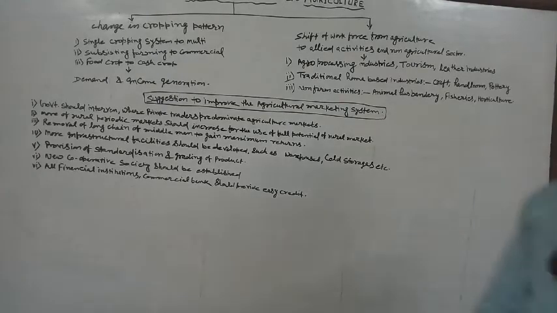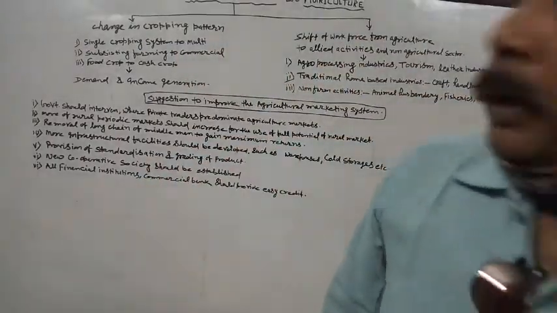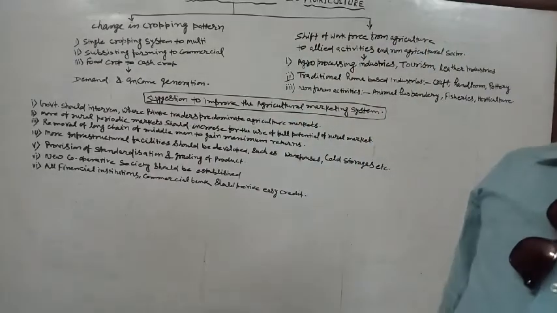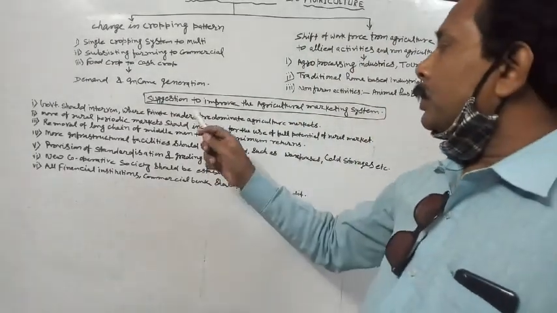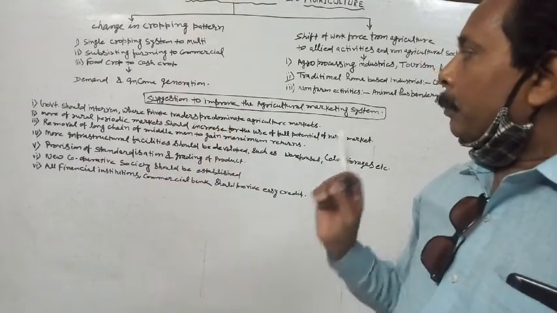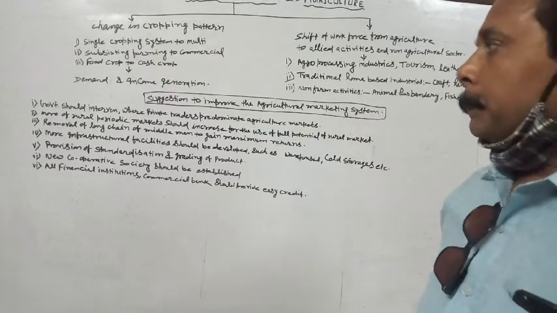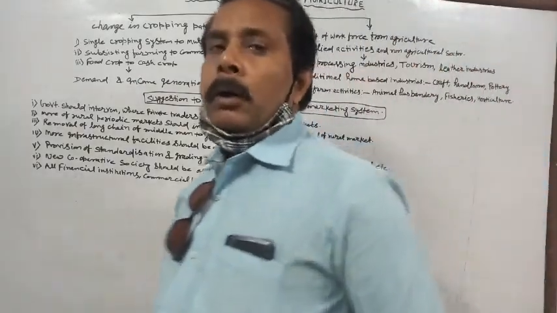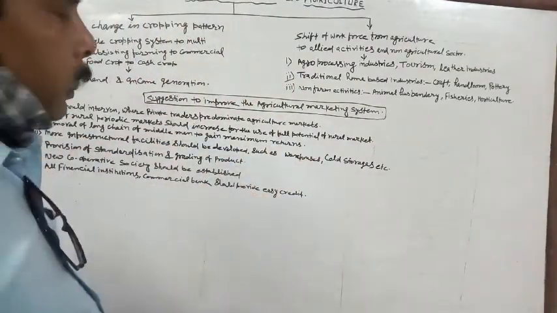Hello my dear students, today we will learn about the suggestions to improve the agricultural marketing system. In the previous video, I have already discussed the problems in front of rural marketing. So if there are any problems, how can these problems be solved? In this video we will learn.